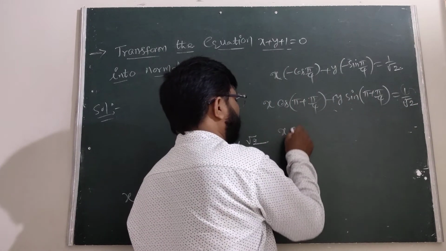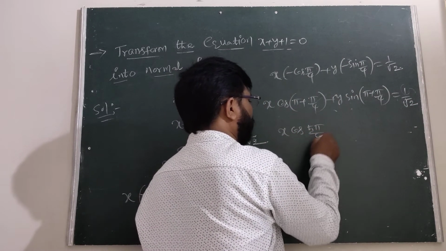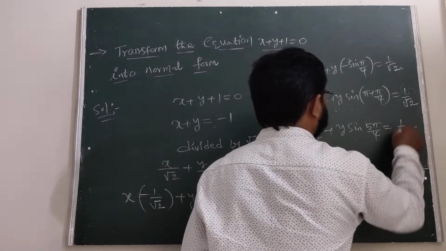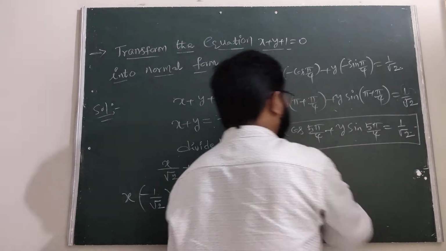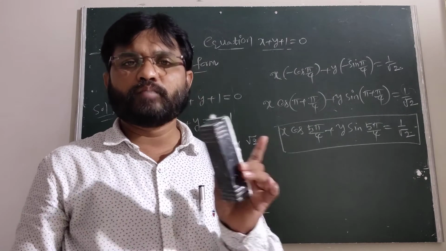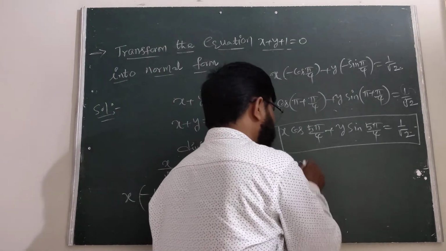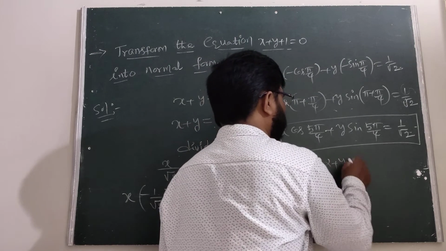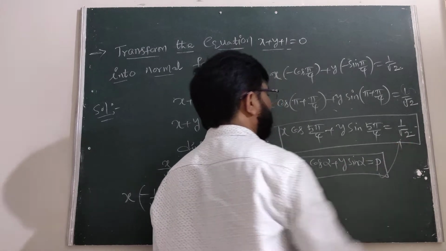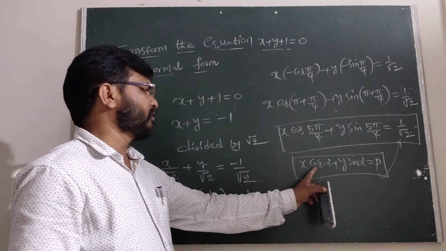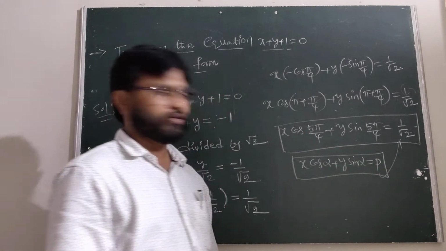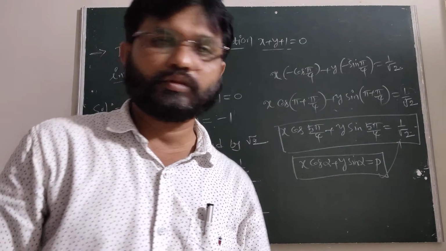Now this is in the form of x cos 5 pi by 4 plus y sin 5 pi by 4 equals 1 by root 2. This we have to compare with x cos alpha plus y sin alpha equal to p, where p is 1 by root 2, cos alpha is cos of 5 pi by 4, sin alpha is sin 5 pi by 4. Okay, it is in the normal form. This is the solution.